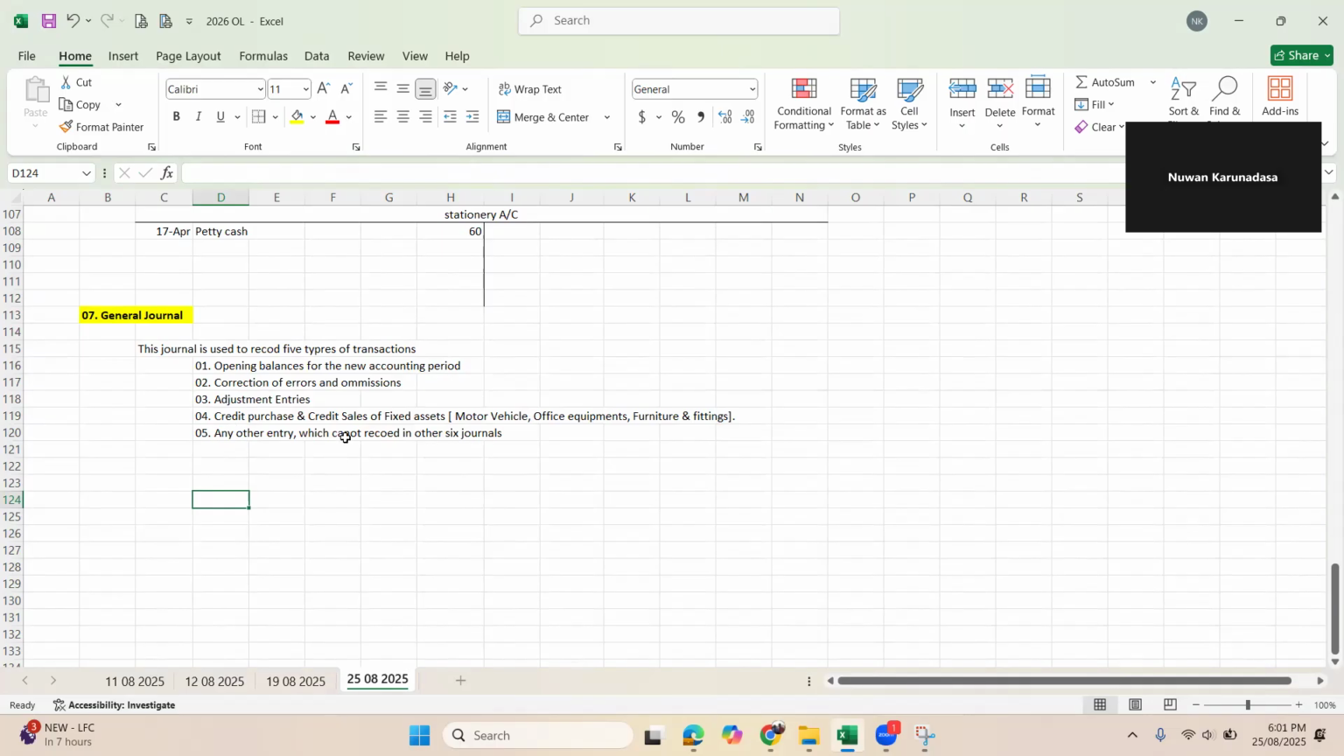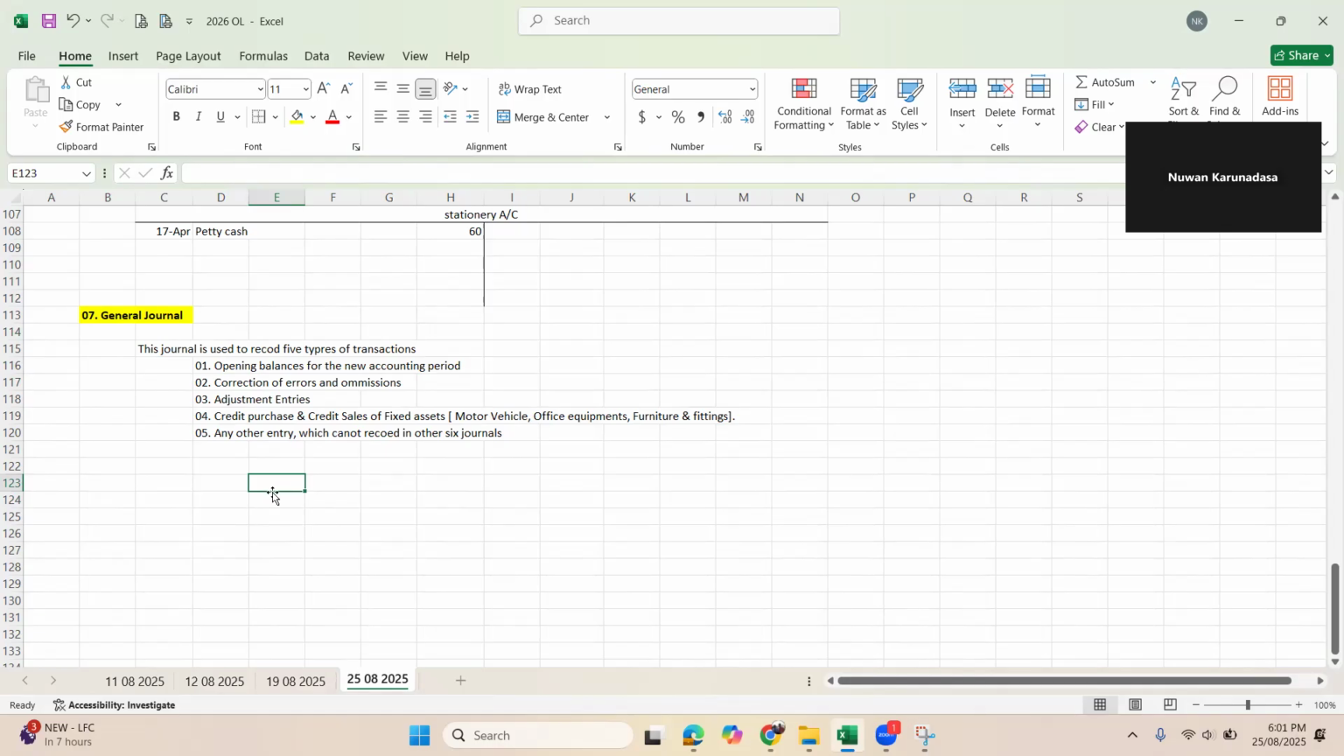I'm not covering a paper question here because that has not been tested recently. We have a separate chapter for the correction of errors and omission. Under that, we will be learning that chapter. The opening balance, adjustment entry, credit purchase and sale of inventory, fixed asset, those things will mostly not be tested in your paper, right? Very good. So with that, I can finish the journal section.